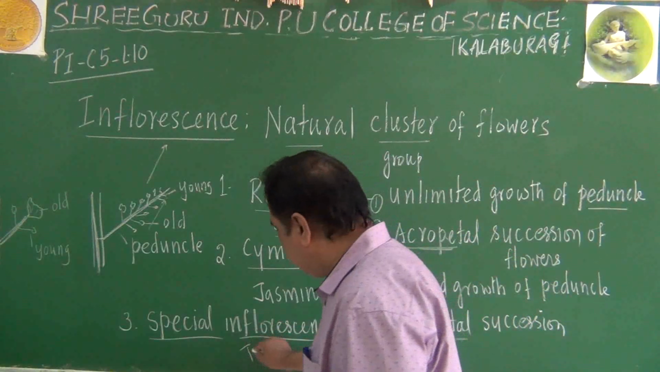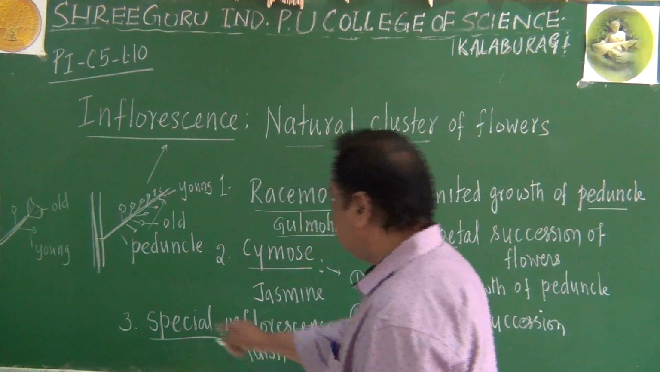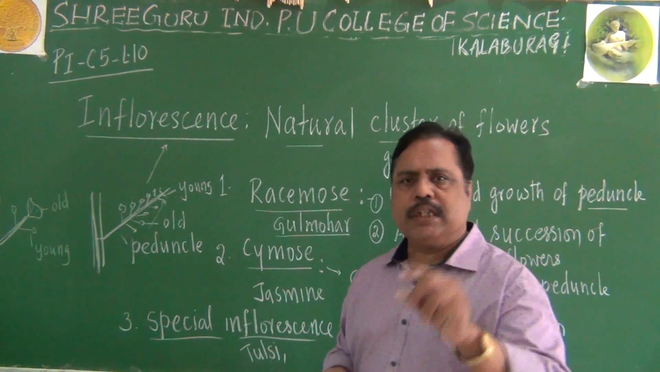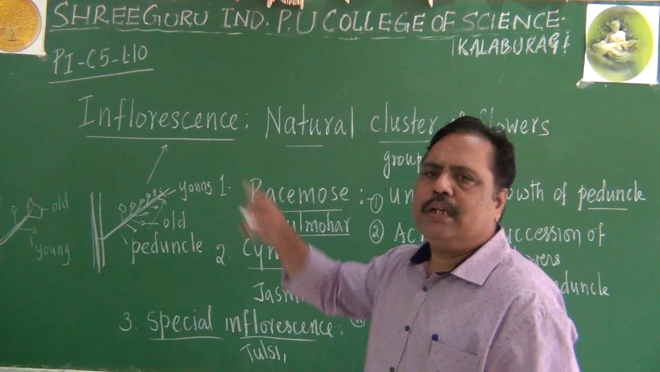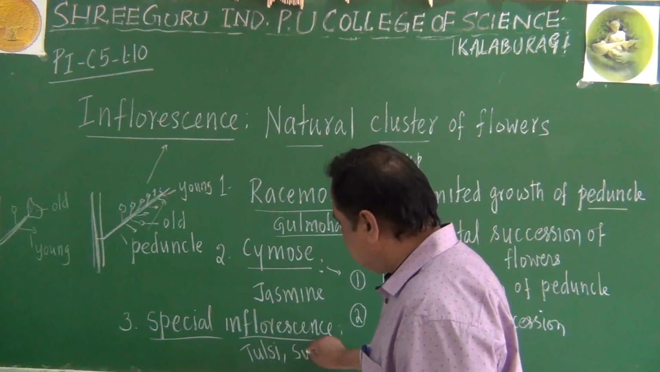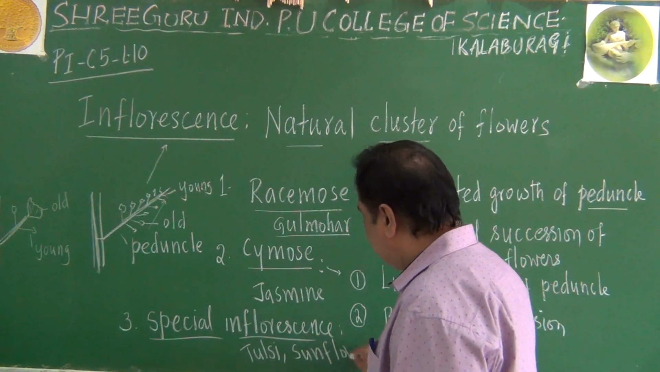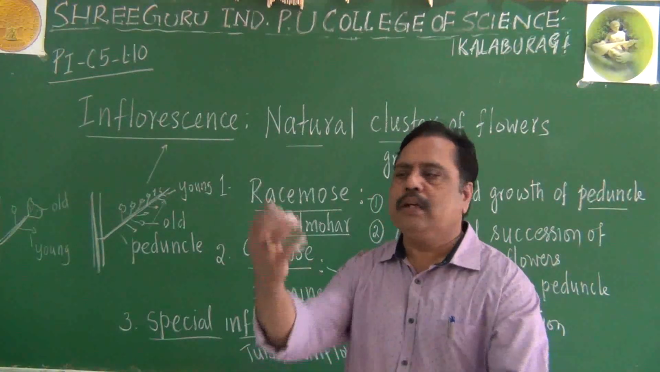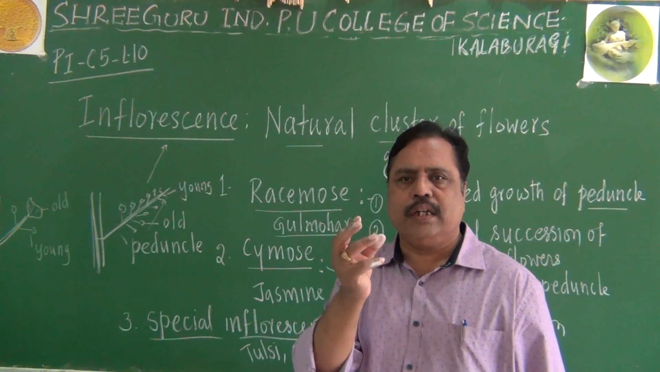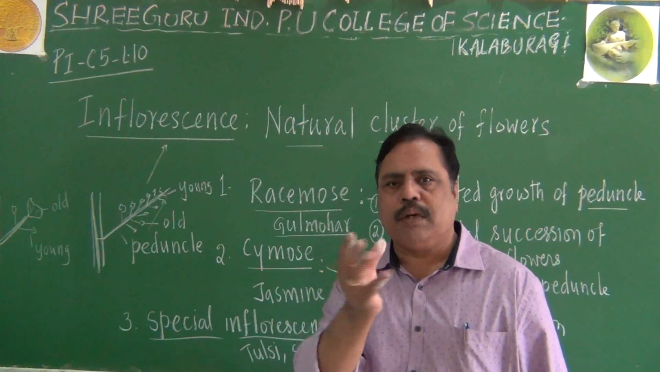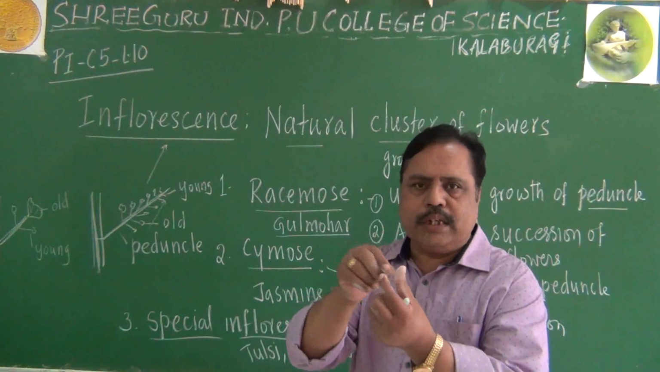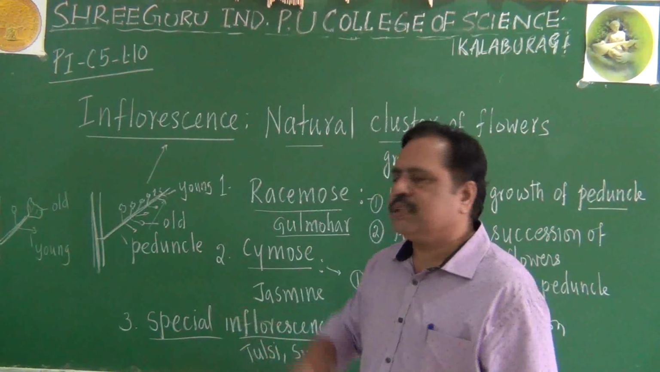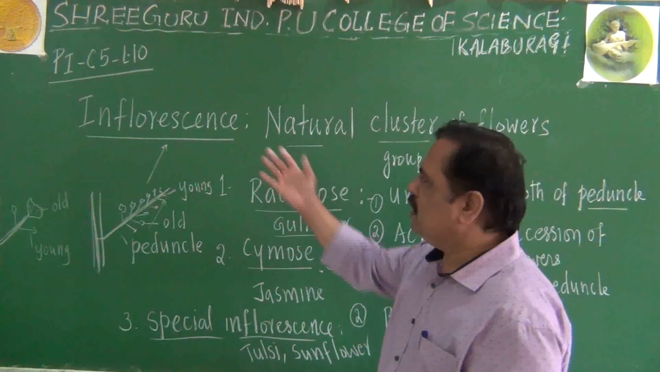A tulsi plant exhibits a special type of inflorescence. Special type of inflorescence can also be found in plants like sunflower. It is called head inflorescence in sunflower. Even the fig fruit, anjur, is made up of inflorescence. Inside you will get minute florets, flowers like that. They all come under special inflorescence. So what is inflorescence?